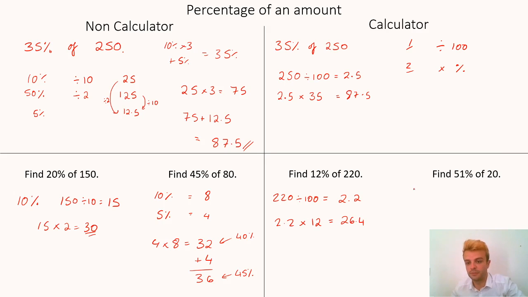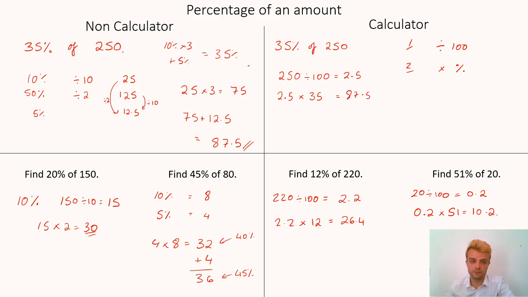Same again with the 51%. We're going to take our 20, divide it by 100, which on the calculator would come to 0.2. And that's what 1% is. We want 51%, so we take our 0.2, times it by 51, and 0.2 times 51 is 10.2. That is 51% of 20.